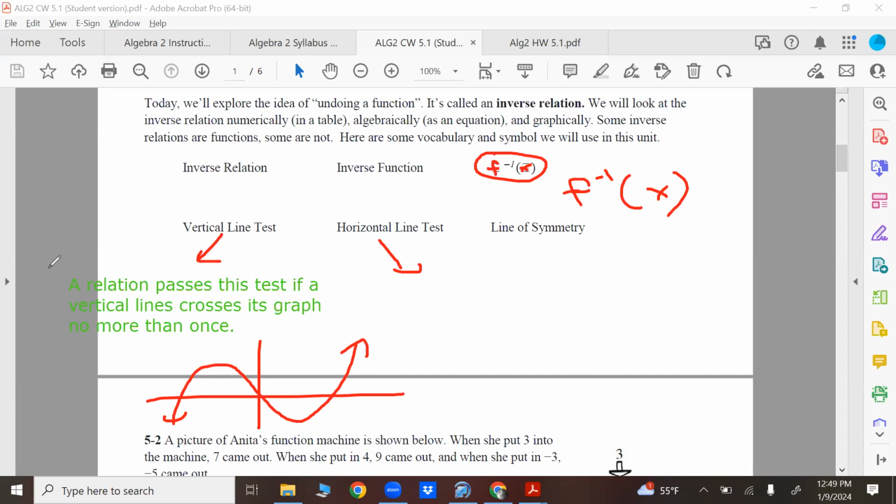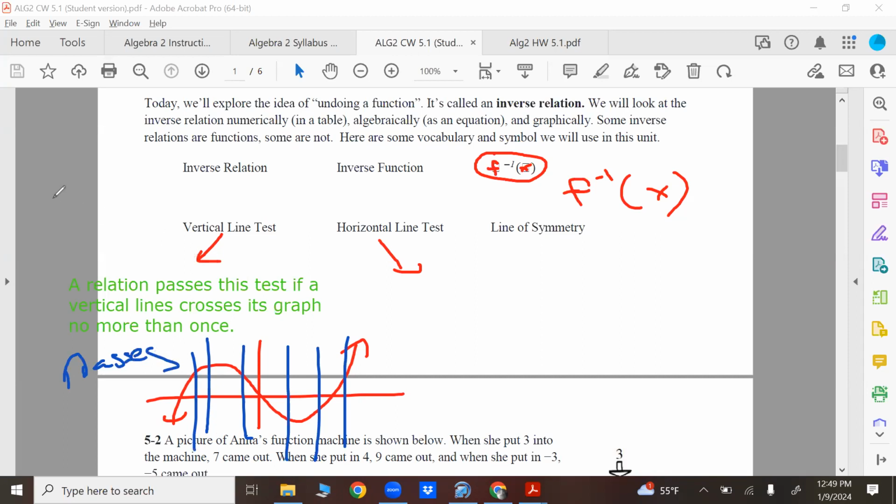So if I drew a bunch of vertical lines, right? Oh, should switch colors, sorry. Here we go. If I drew a bunch of vertical lines, how many times are the vertical lines touching the graph? Each one's touching once, exactly. Never touches more than once. So that passes. So that's a function then, right?